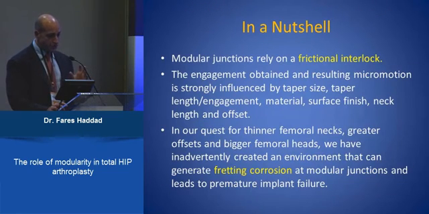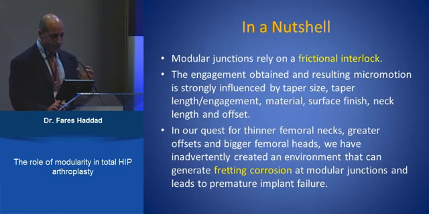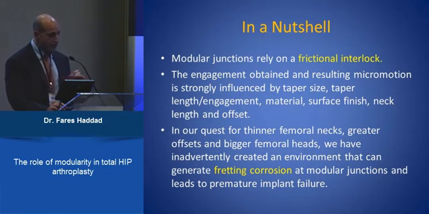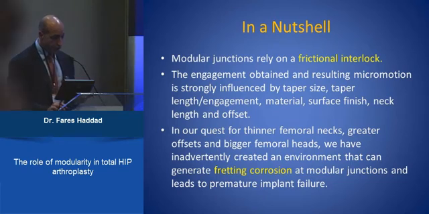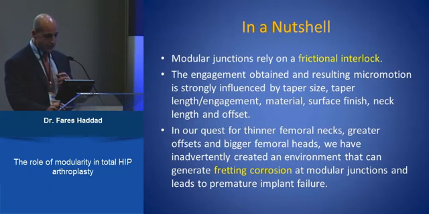The reality is that modular junctions rely on frictional interlock, and the micromotion that occurs has many factors that influence it. And in our quest over the last 2 decades for thinner femoral necks, bigger offsets and bigger heads, we've created an environment of fretting corrosion. And that's the problem that we're facing increasingly, and that Craig Della Valle and others have written extensively on.